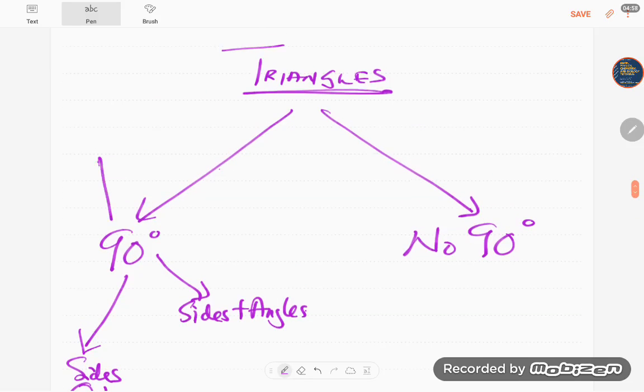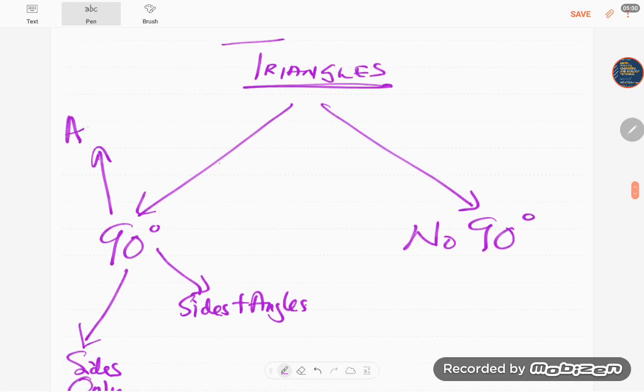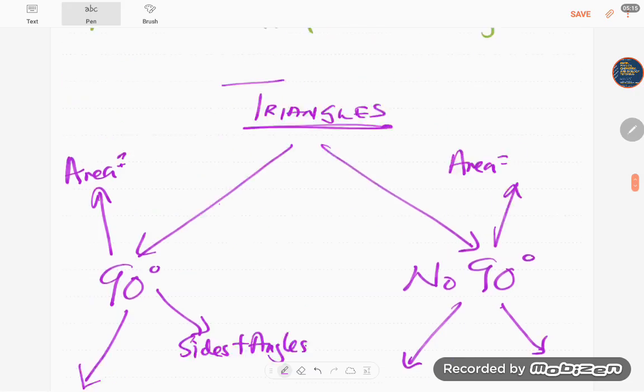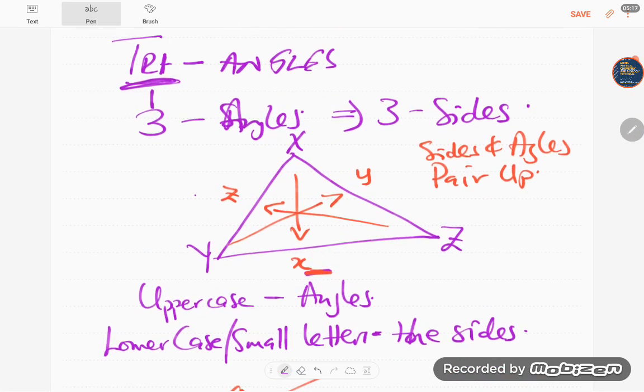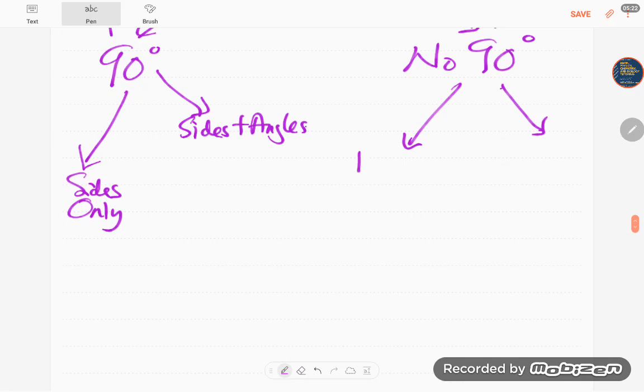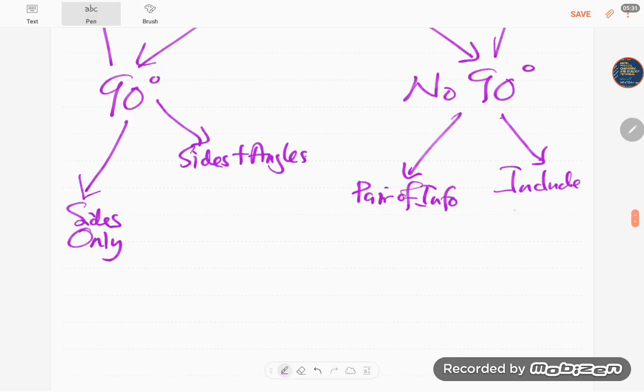And this will tell you what that takes you to. And again, we need to discuss the area. Same thing with this one, we'll also need to discuss the area. And then concerning the no 90 degrees, again, there are two things we'll need to ask ourselves: whether we have pairs of information, like we have there, or we have an included angle, which we've just covered right now.